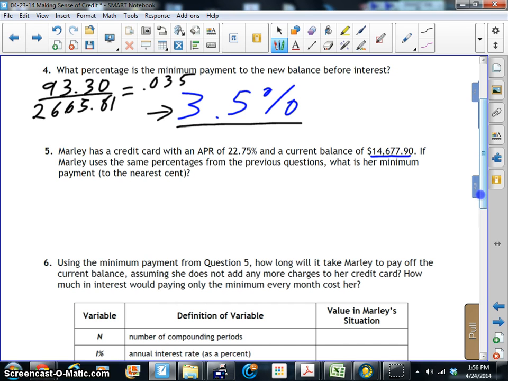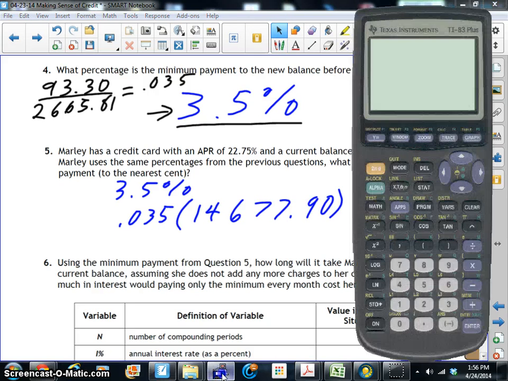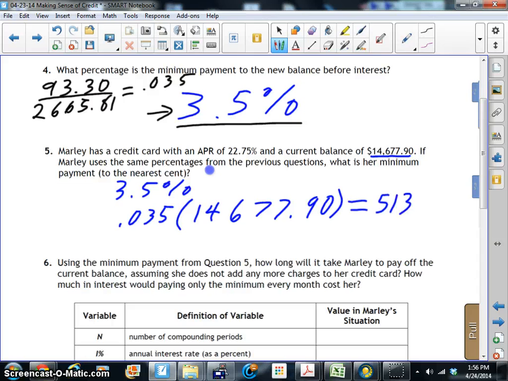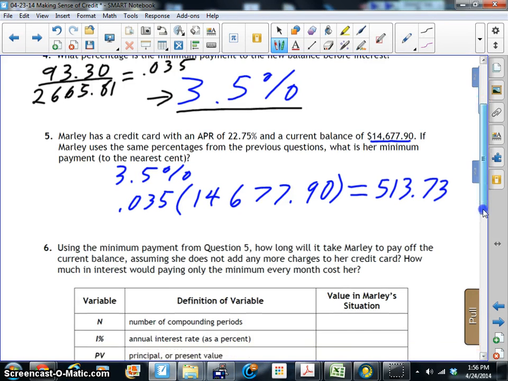So minimum payment, you just take the 3.5%. You change that into a decimal, 0.035, of course you guys should know this, times 14,677.90. So let's see what that's going to be. So this is 0.035 times 14,677.90, and that's $513.73. So that's her minimum payment.